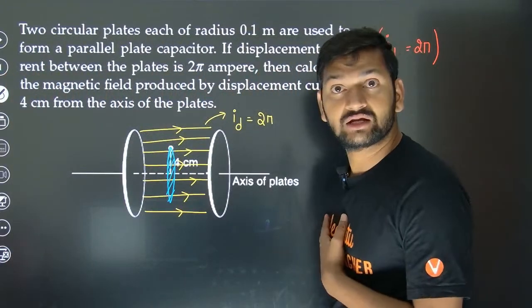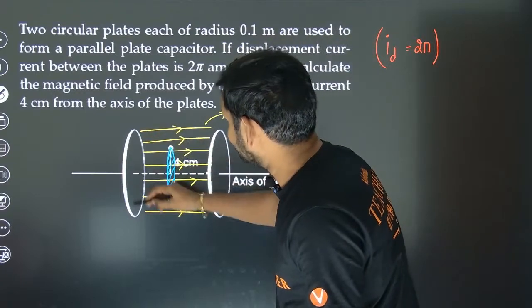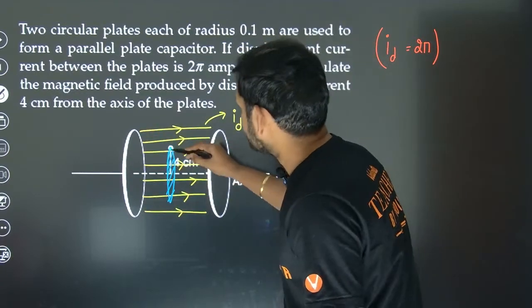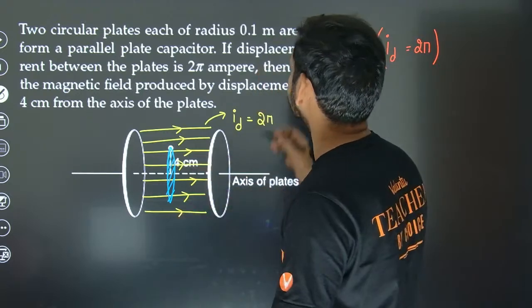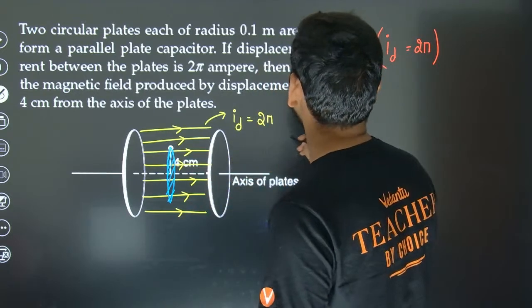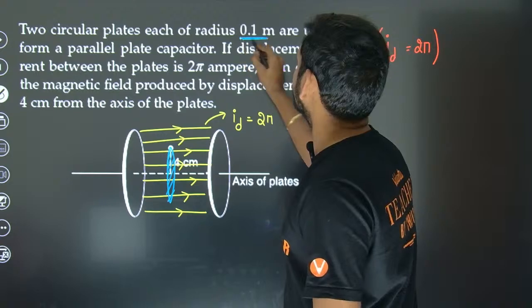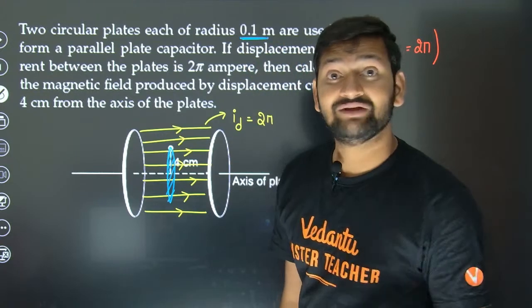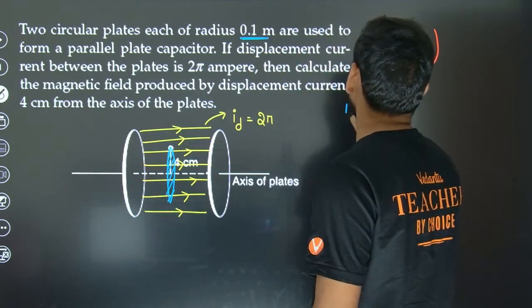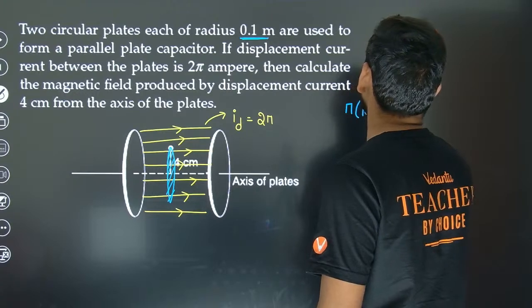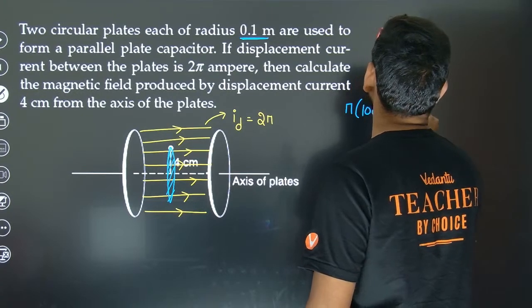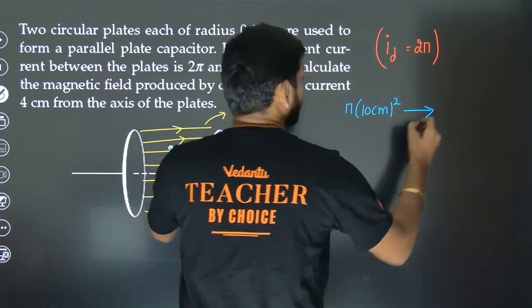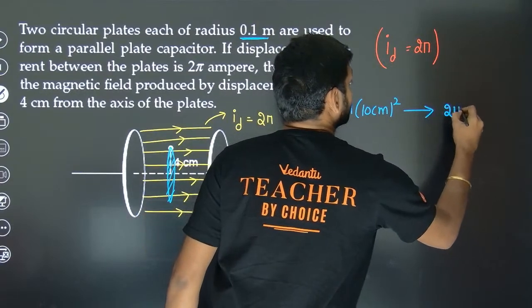Now I need to calculate. In this area, I have 2 pi. So in this area, how much do I have? What is the radius of those plates? It is 0.1 meters, that means 10 centimeters. So pi into 10 centimeter square area is having how much current? 2 pi amount of current.